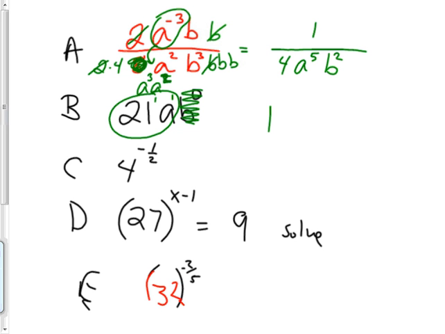All right, on to the next one. 4 to the negative 1/2 power. I like to think of this as 3 things. First, I take the root. Square root of 4 is 2. Then I put it to the first power. Well, 2 to the first power is still 2. And the last thing is flip it.